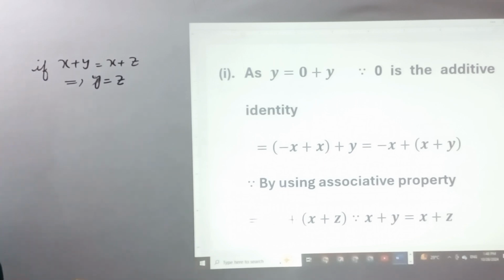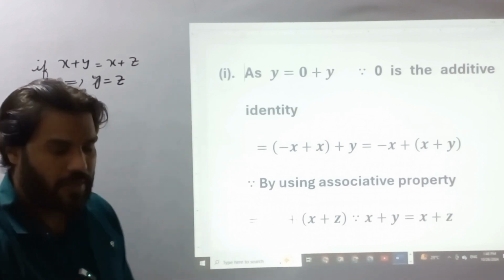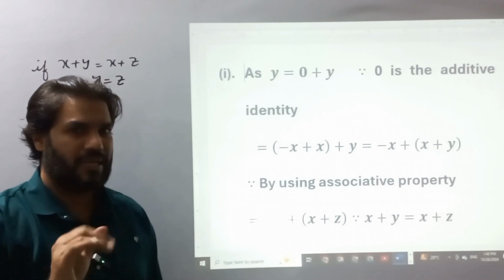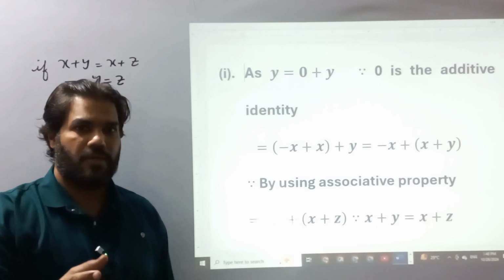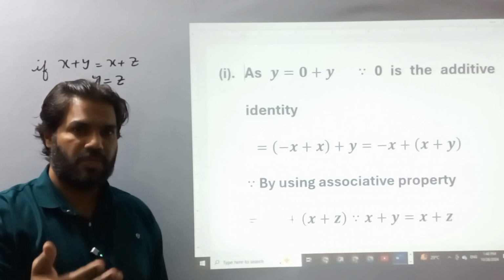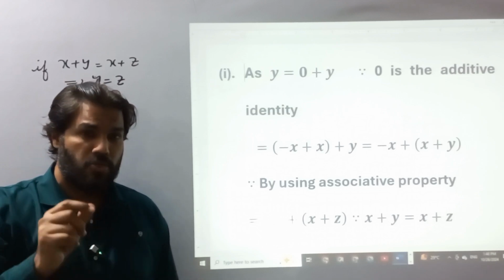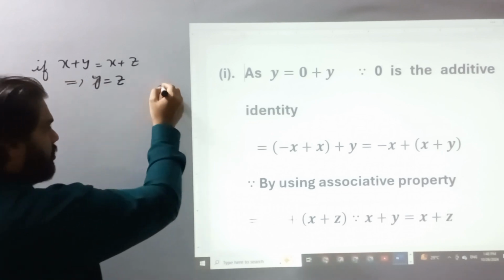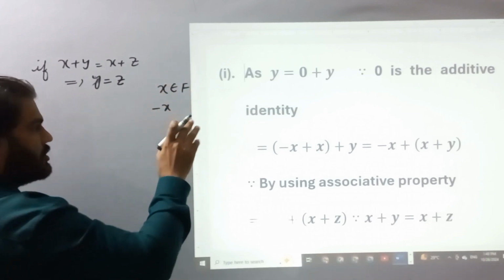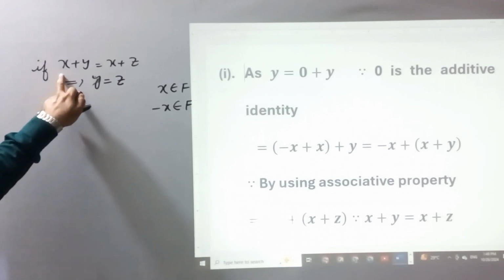here it is important to note that f is a field. Actually, what is a field f? A field f is a non-empty set that satisfies the 11 axioms. 5 axioms are the axioms of an abelian group under addition, and 5 are the axioms of an abelian group under multiplication for non-zero elements of f, and the 11th property is the distributive law. So if x belongs to field f, then because f is an abelian group under addition, minus x will also belong to f. So we can take the additive inverse of x on both sides.